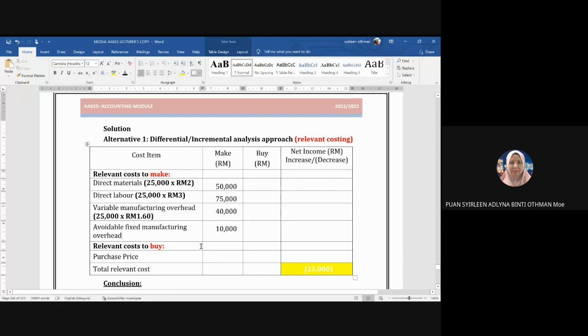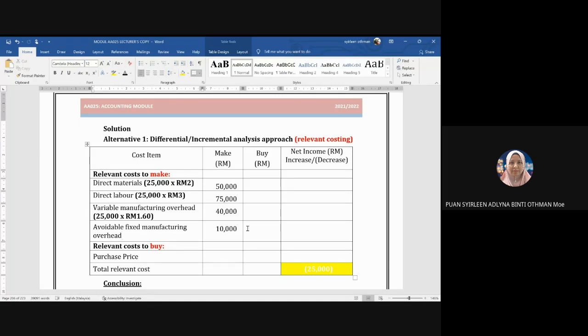So that means kalau saya make, okay, actually saya akan letak dia dekat buy kan. Okay, tapi madam letak dia dekat make. Saya tak letak dia dekat buy. Sebab seolah-olah macam dia adalah kos tambahan yang kita perlu tanggung bila kita decided to make the item.